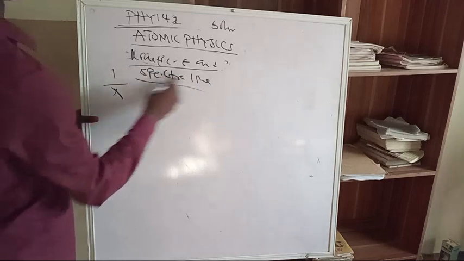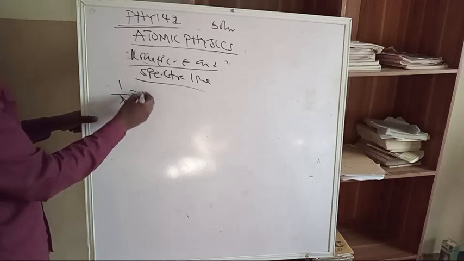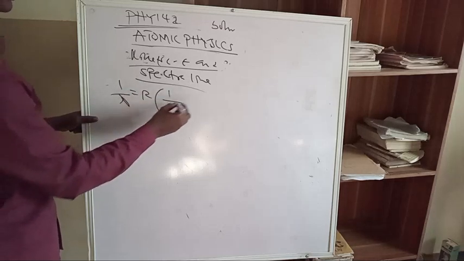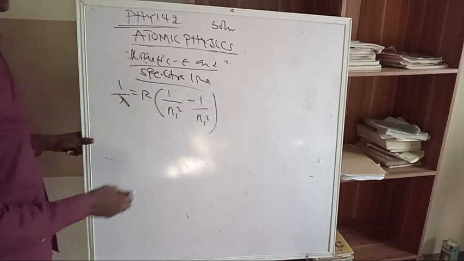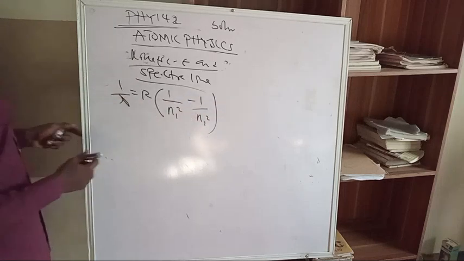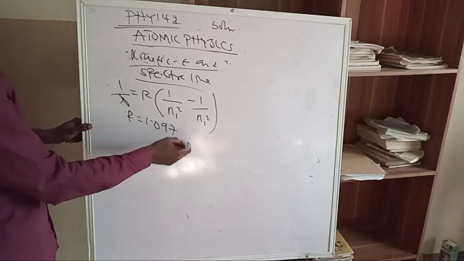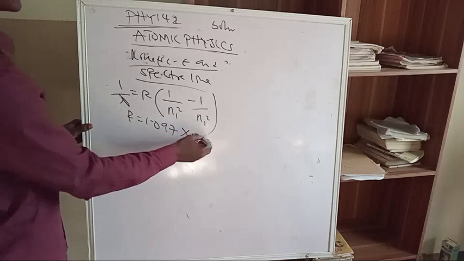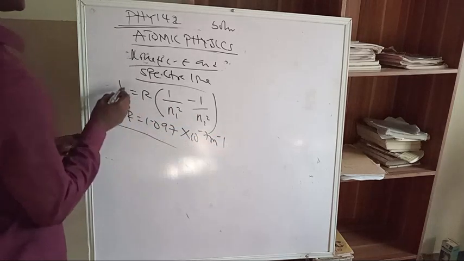this spectral line of hydrogen atom. So if you want to calculate your wavelength, 1 over lambda is equal to Rydberg constant, open bracket, 1 over n1 squared minus 1 over n2 squared. So this 1 over lambda is equal to this. Your Rydberg constant is 1.097 thereabouts, times 10 raised to the power, I think, minus 7 per meter. You can check that, this Rydberg constant.